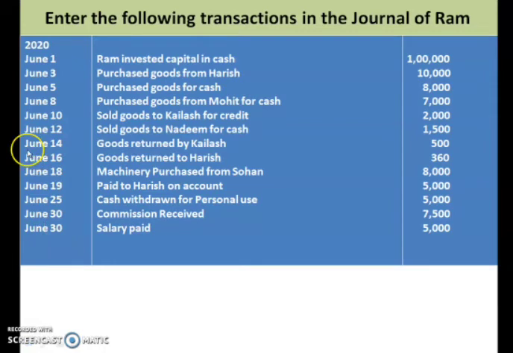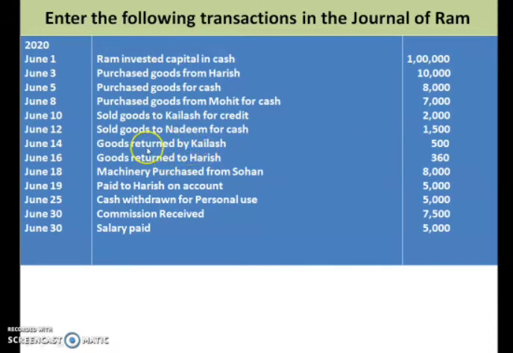Next is June 14. What is the question? Sold goods returned by Kailash 500. If you move to the previous June 10, you can see that you have sold goods to Kailash for 2000. Out of that 2000 goods, he is returning to you the goods whose cost is 500. The goods whose cost is rupees 500 are returned by Kailash.